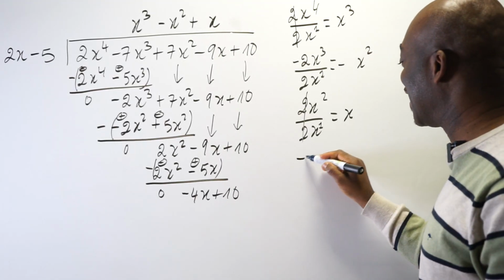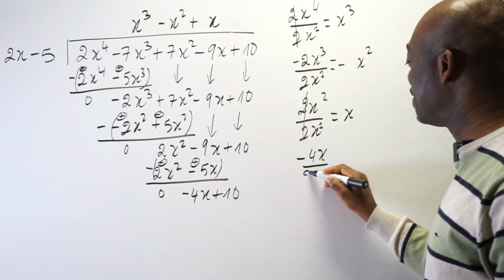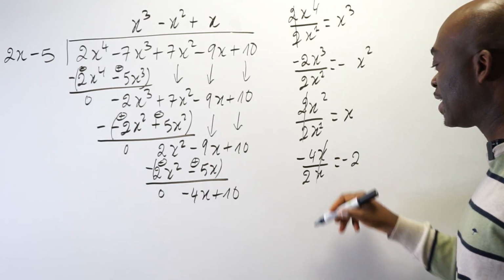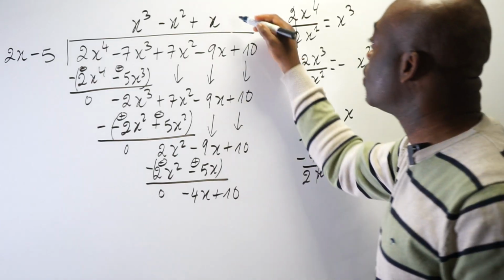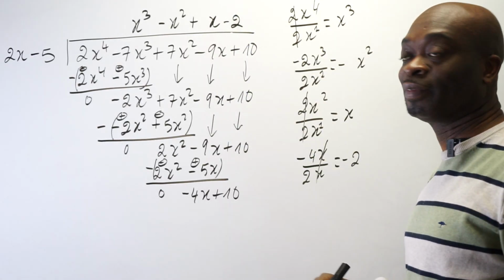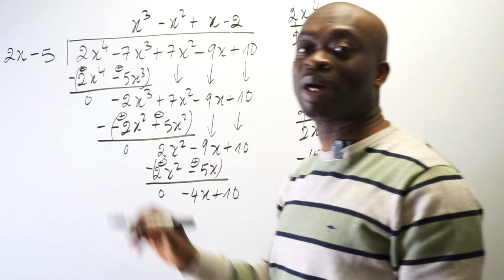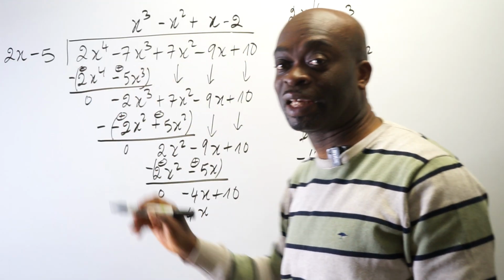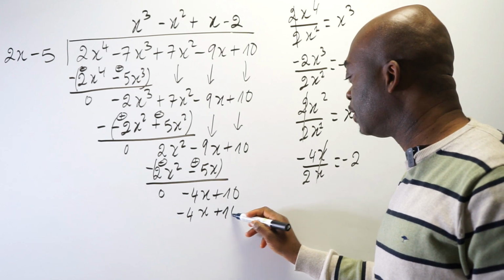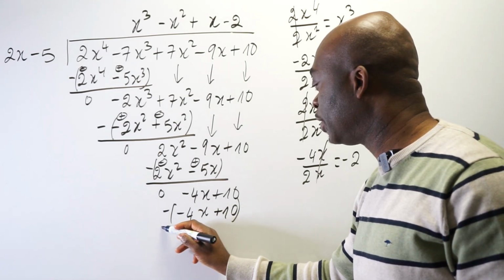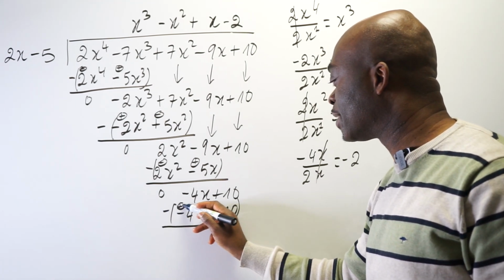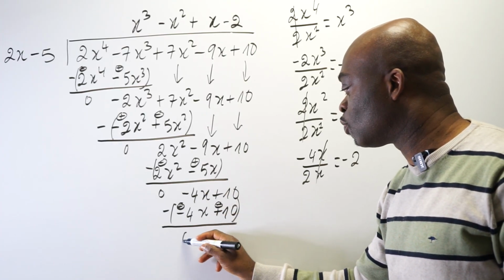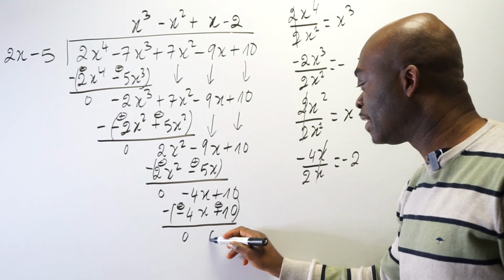So we take negative 4x divided by positive 2x, all right? So what do we get? Negative 4 divided by 2 is negative 2. X out. So we have negative 2, that goes right here. So we have negative 2 times positive 2x is going to give us what? Negative 4x. And then negative 2 times negative 5 is going to give us positive 10. And ladies and gentlemen, don't forget, we've got to subtract. And then this one is a positive, this one is a negative. So we have negative 4x plus 4x is what? 0. And then 10 minus 10 is 0.